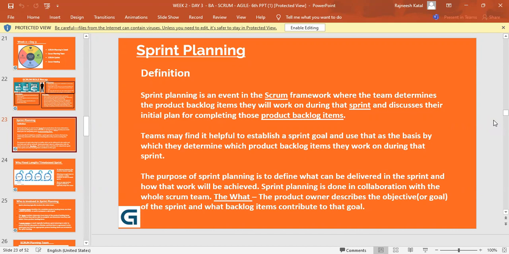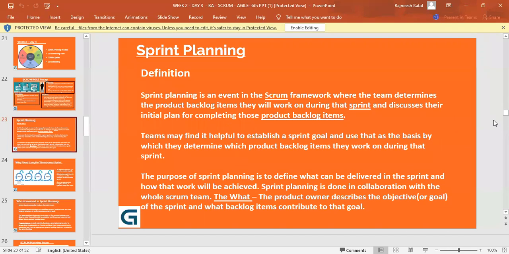The purpose of the sprint planning is to define what can be delivered in the sprint and how that work will be achieved. Sprint planning is done in collaboration with the whole Scrum team. The product owner describes the objective or goal of the sprint and what backlog items contribute to that goal.